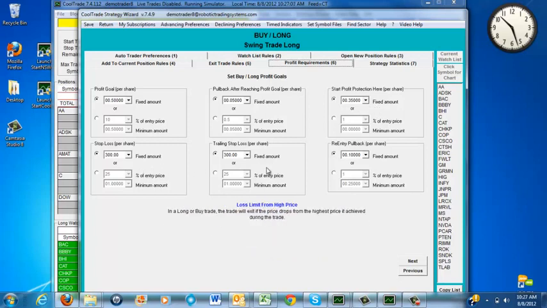We have stop losses here. If you want to use those features, they're available. And then we have a re-entry pullback of 10 cents. So after we close out a profitable position, we're going to wait for a pullback before we consider opening another position.